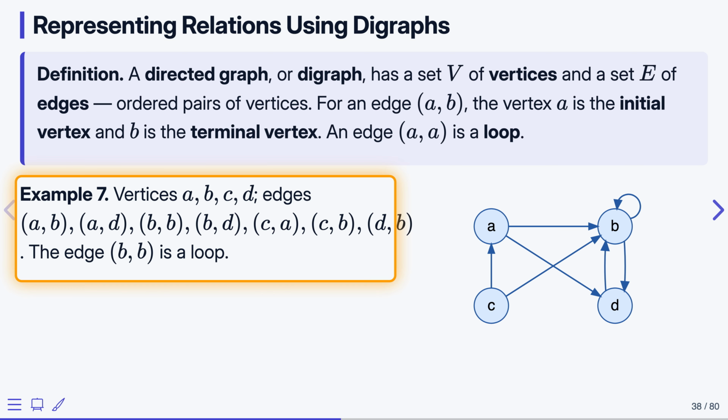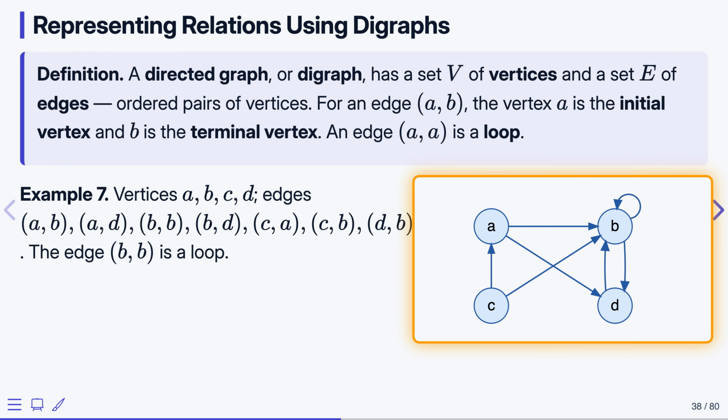For the edge (A, B), we draw an arrow from A to B. The vertex A, where the arrow starts, is the initial vertex. The vertex B, where the arrow ends, is the terminal vertex. Sometimes an edge goes from a vertex back to itself. An edge of the form (A, A) is called a loop. In the picture we have 4 vertices and one arrow for each pair in the relation. Look at the edge BB, it is a loop, a little circle at the vertex B.